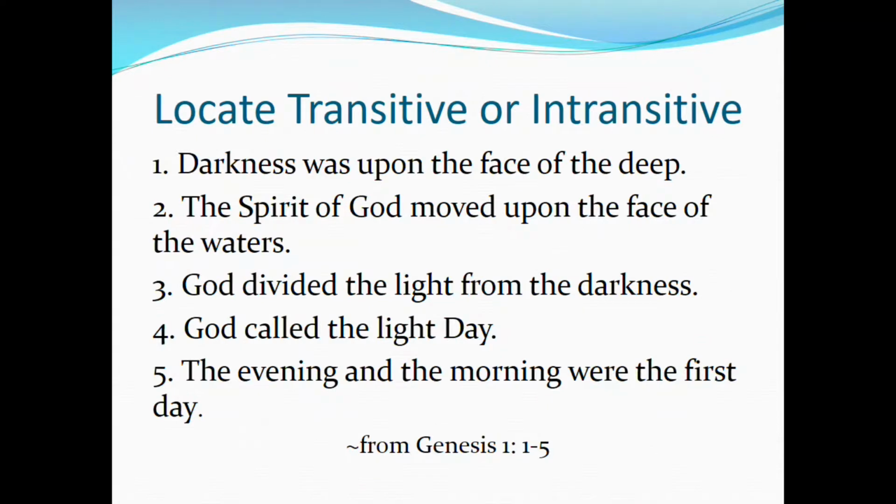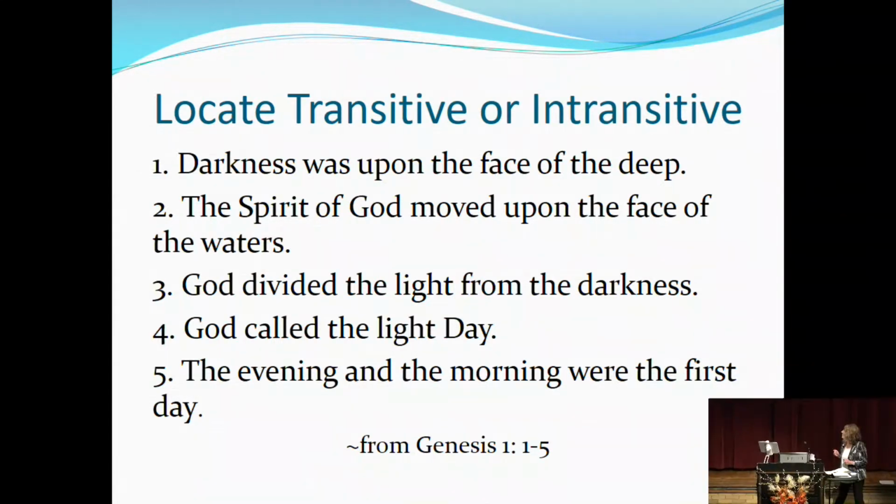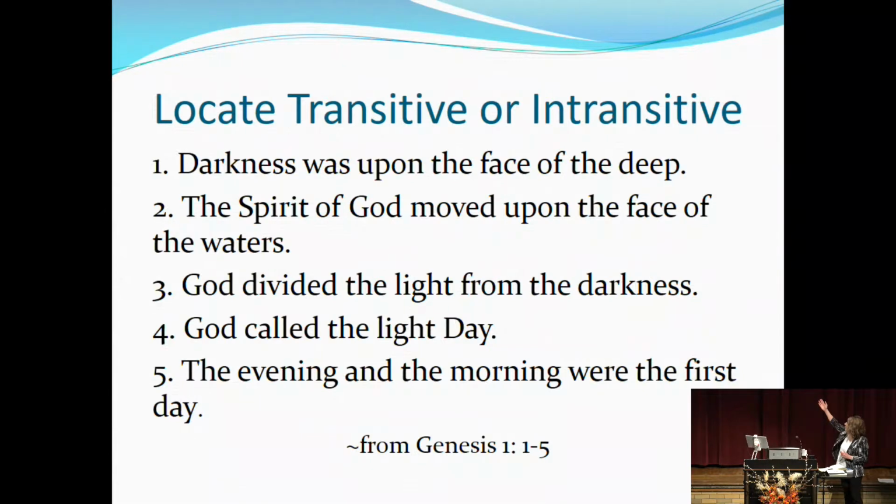The Spirit of God moved upon the face of the waters. Where's the verb in the sentence? Moved. Transitive or intransitive? Intransitive, because there's no object there, is there? Because upon the face and of the waters are two prepositional phrases. So there's no receiver, if you will, of moved.